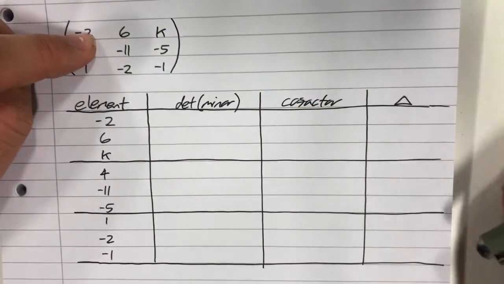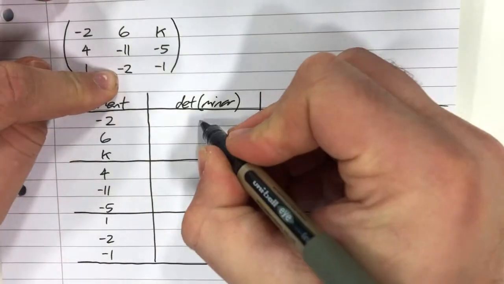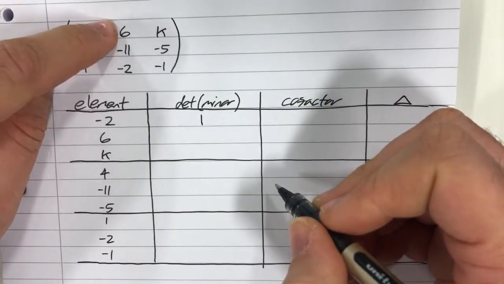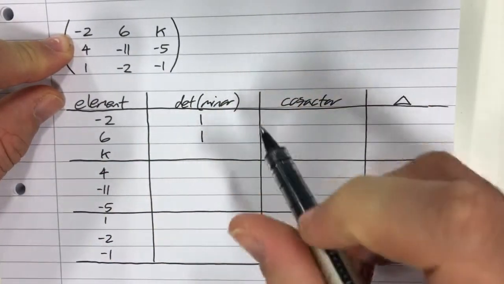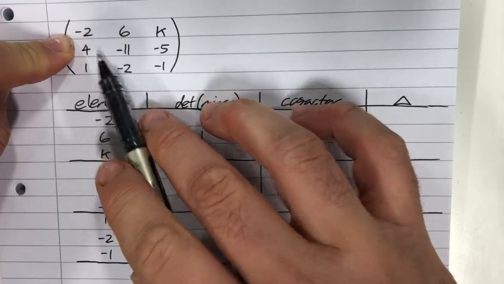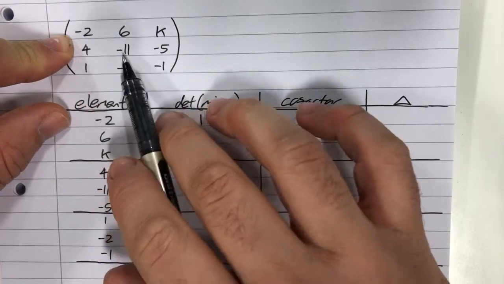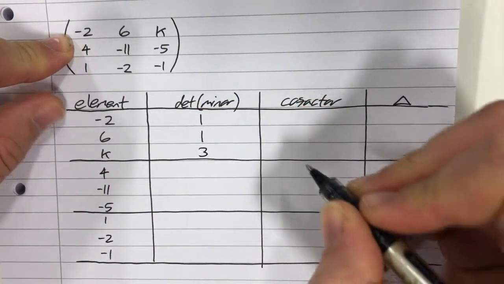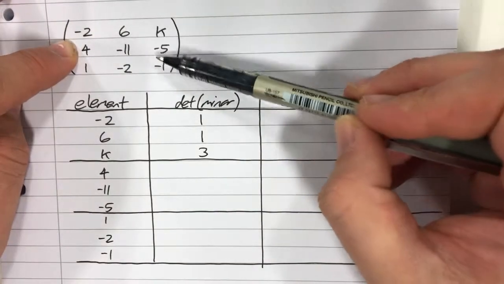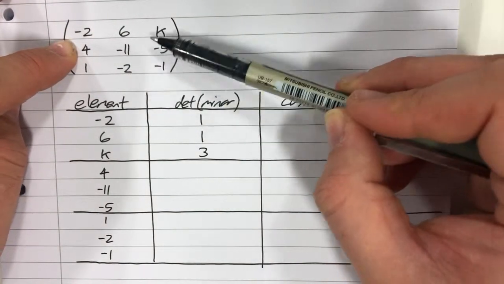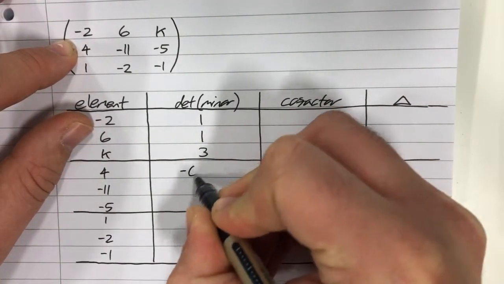And the determinant of the minor. I'm going to get 11 minus 10 is 1. 6, I'm going to get minus 4 minus 5 is 1. And then the k, I'm going to get minus 8 minus 11 is 3. Element of 4: minus 6 minus 2k. Or minus minus 2k, so minus 6 plus 2k.